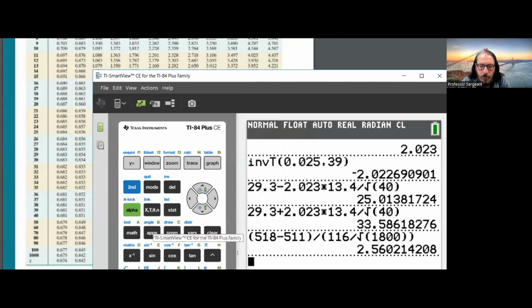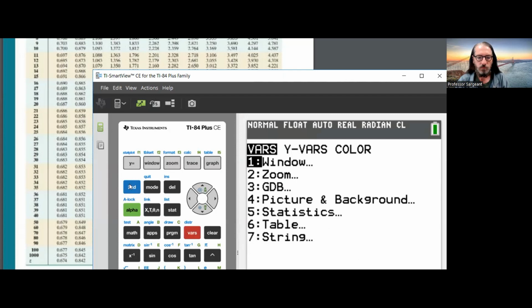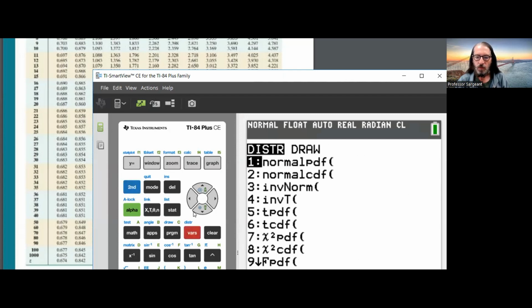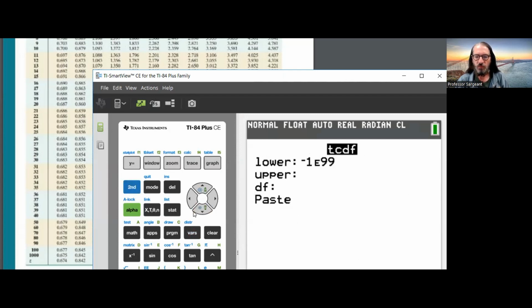But with that dash T, I'm expecting to use technology. We rounded to 2.56. So I would use tcdf. This was a one-tailed test. If it was a two-tailed test, I'd have to multiply by 2. Now in my earlier drawing, let's check that out.